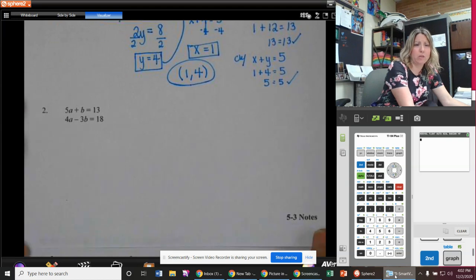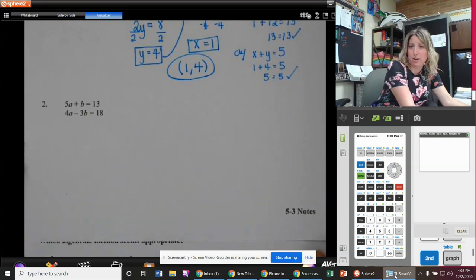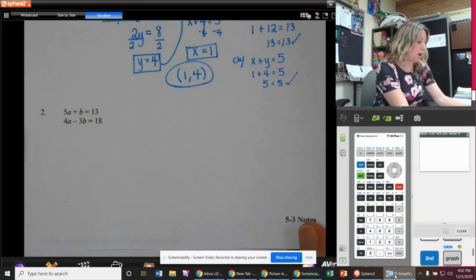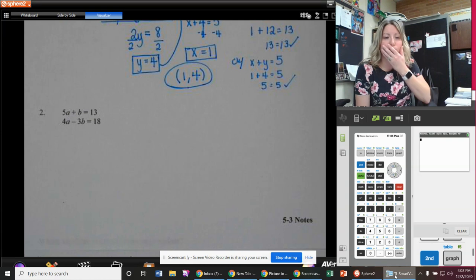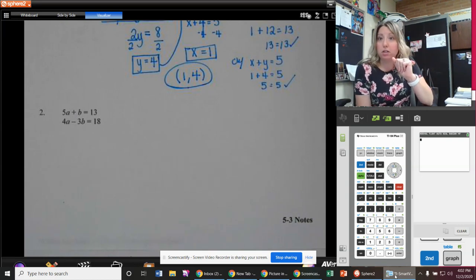Okay. Well, first of all, the first thing I noticed about number 2 is it's A and B, not X and Y. When we make our point, it's still going to be alphabetical. Okay. Second thing I notice about this set of equations is I don't even have the same number in front of either variable. They're lined up vertically, sure. A's are lined up, B's are lined up, equal sign number, good. But I don't have the same number in front of either variable.